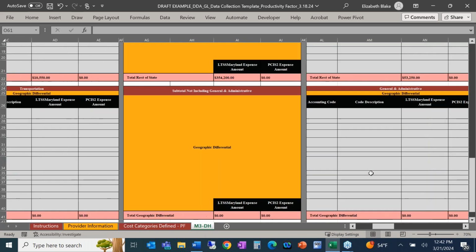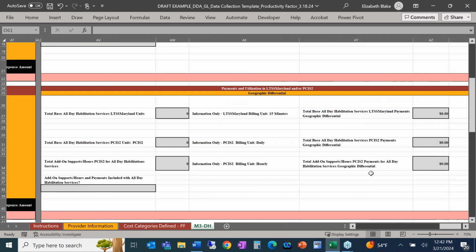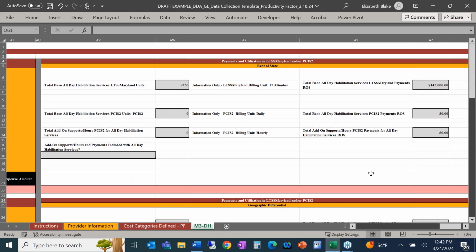So, per usual, when you get to the end of the table, we're still asking for you to provide the units for the respective billing system, as well as indicate the total LTSS or PCIS2 payments made, just depending on the service. So this has not changed.